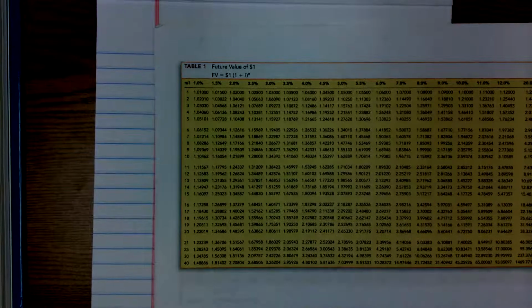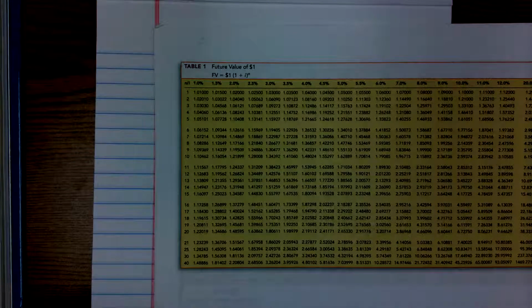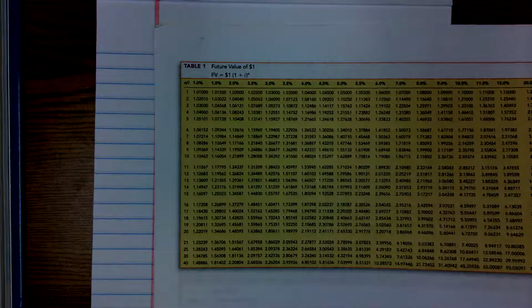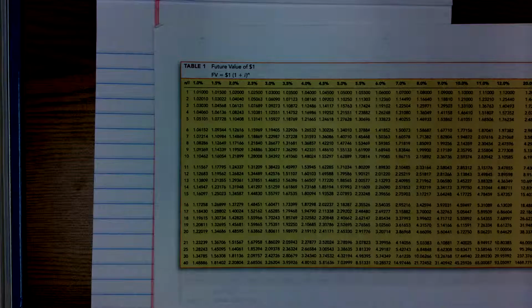I've just made copies from your book for my face-to-face classes when they take tests and stuff. You'll be given a copy of this for your exam. It's actually in the exam materials when you take the second exam. So you'll have that there. And so we'll need this table 1.